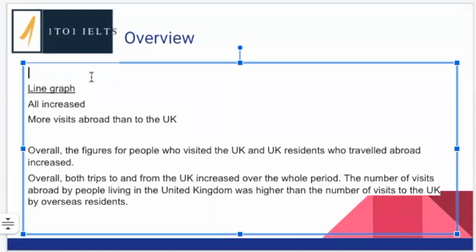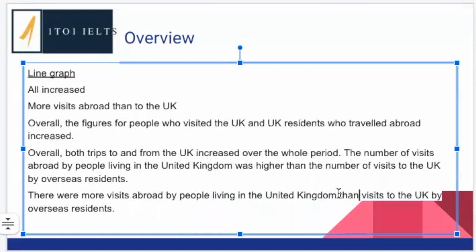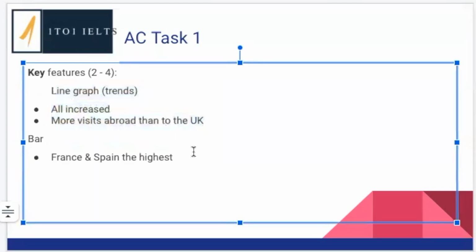I'm going to show you a different way that we can do this. So instead of saying the number of visits, we can say there were more visits abroad by people living in the United Kingdom than visits to the UK by overseas residents. So we use there are more than. This is a very common comparative structure. Now what we have to do is look at the bar graph.